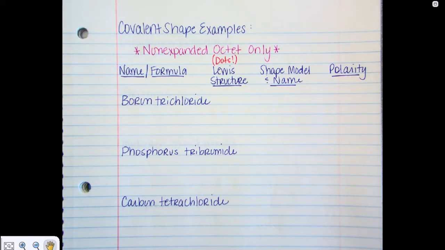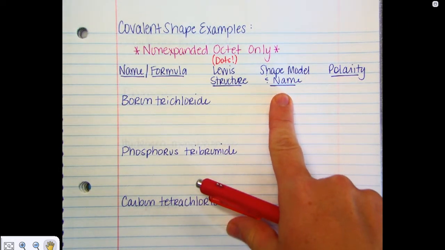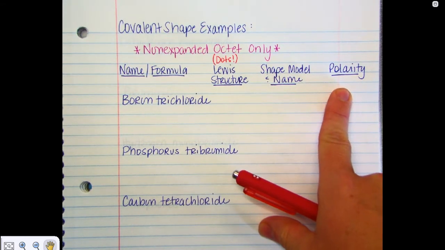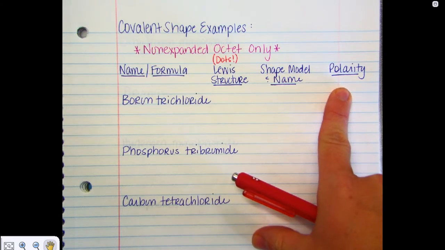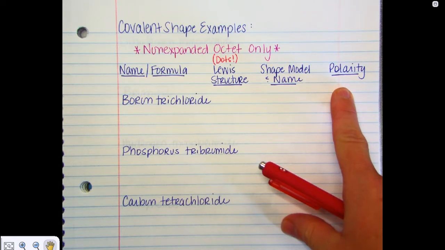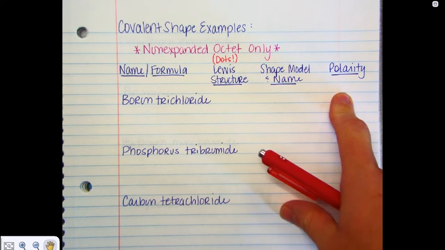Then the shape model and the shape name: what is the three-dimensional geometric shape that these compounds actually take on, and how do I name that? And then based on the specific compound, what's the polarity? We have talked about the general polarity of these shapes, but depending on the elements you have, some of that can go out the window, and I'm going to show you some examples. All right, so let's go ahead and get started.